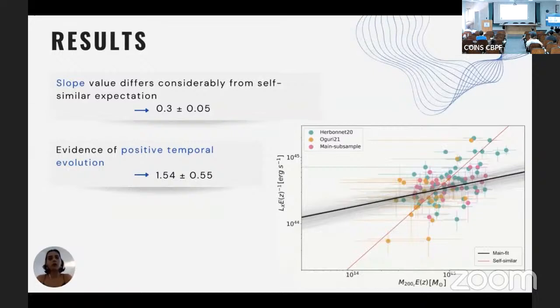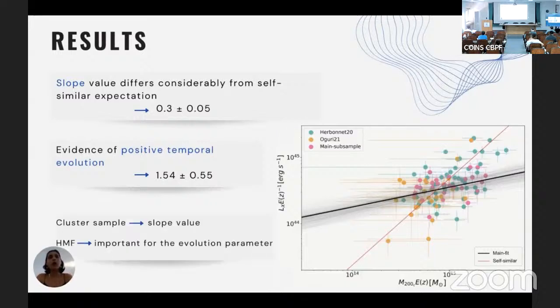On the graph here on the right, I have the X-ray luminosity and mass plane. And the red line here represents the slope expected by self-similarity, by theory. And what we can see is that our result differs a lot from what was expected, right? We found a slope value much smaller than what was expected. And we also found evidence of positive temporal evolution. And we found those results unexpected, right?